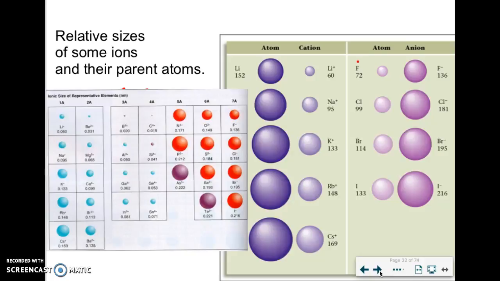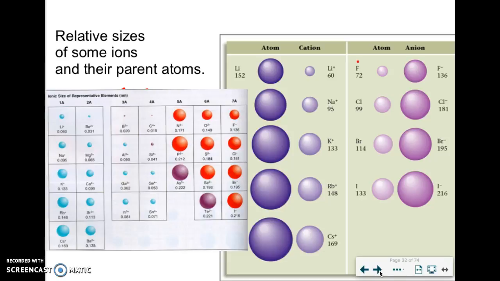Finally, the last thing we talked about in class today was the relative size of some ions and their parent atoms. Lithium is larger than the lithium ion, and that is because the lithium will lose that 1 electron, and so then the lithium ion becomes smaller. Conversely, fluorine atom is smaller than the fluorine ion. It's gaining an electron, so it becomes bigger.